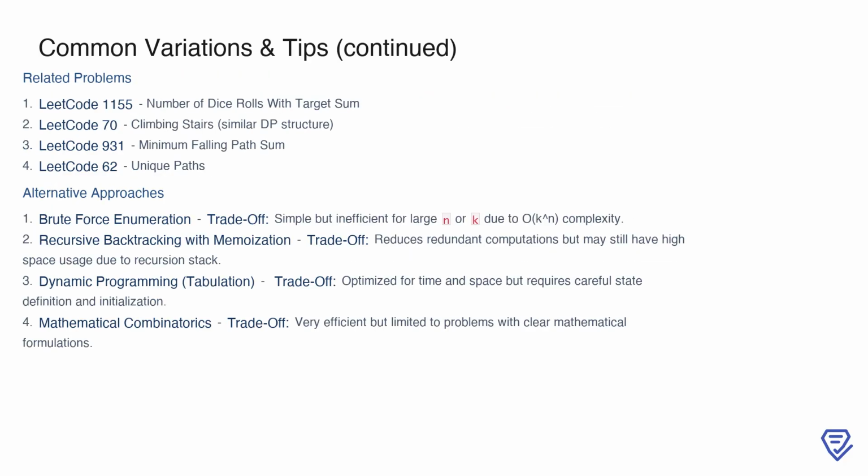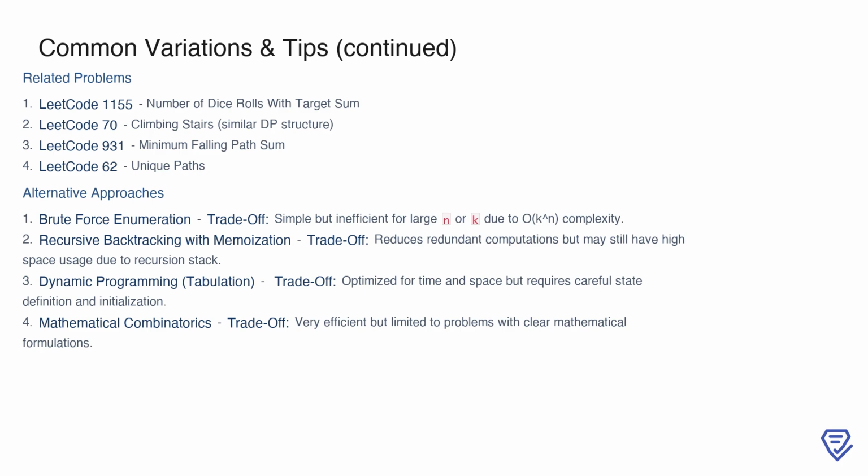This problem also connects to several related problems that you might encounter. For instance, LeetCode 1155, Number of Dice Rolls With Target Sum, is the exact problem we're discussing here. LeetCode 70, Climbing Stairs, has a similar dynamic programming structure, while LeetCode 931, Minimum Falling Path Sum, and LeetCode 62, Unique Paths, are other great examples of problems that rely on dynamic programming techniques.